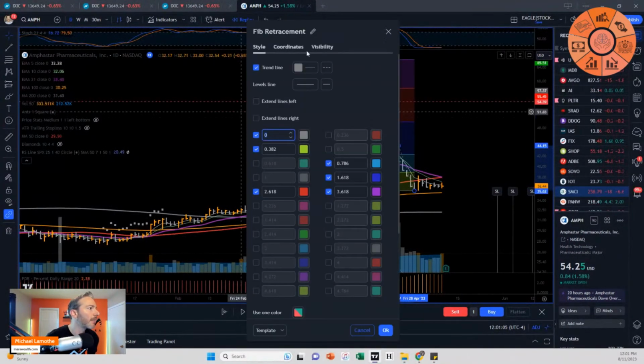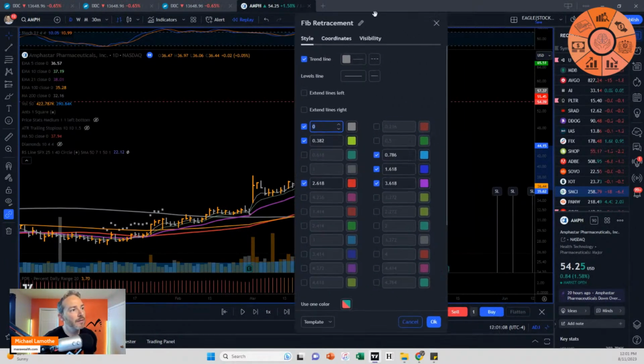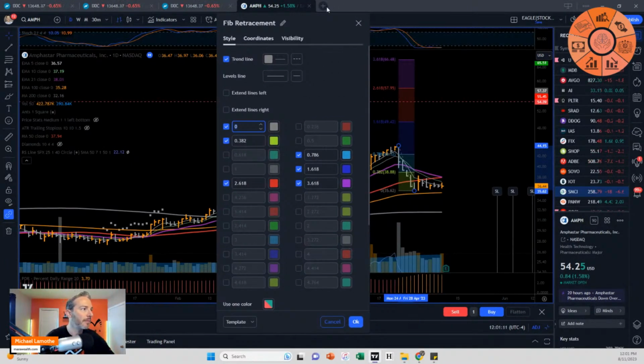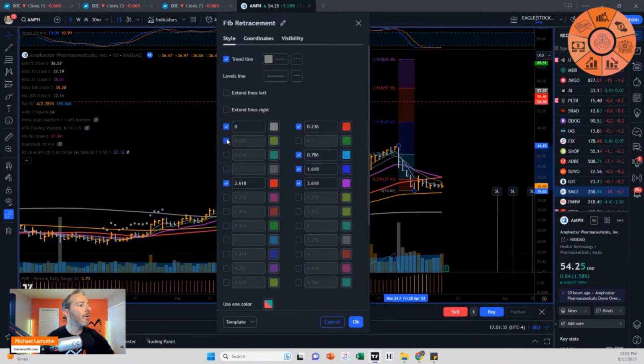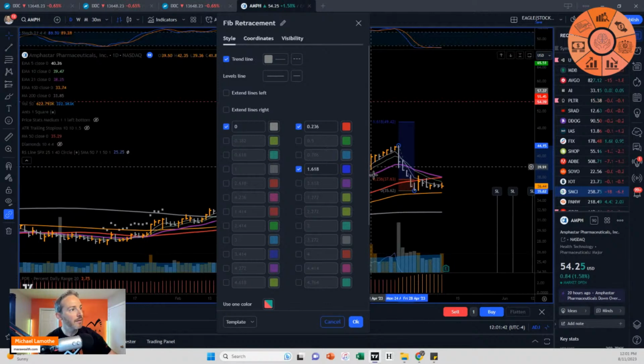I will go and see which extension and retracement lines up with the price action. If we click on 236, you could see that it's lining up pretty well with this area of resistance right in there. So maybe I'll keep that one on. I'll close off some of the other ones here. Probably won't use any of those.